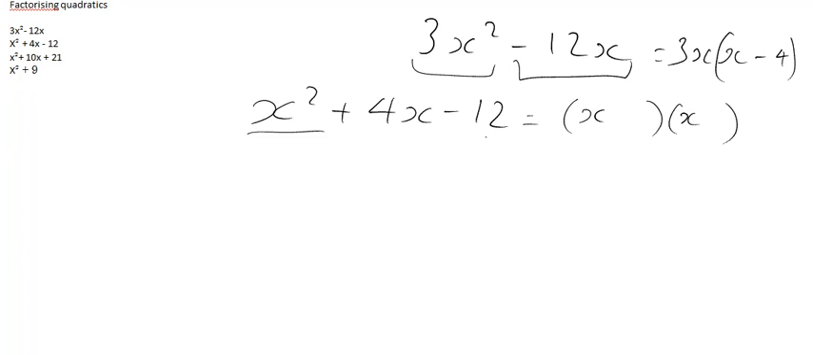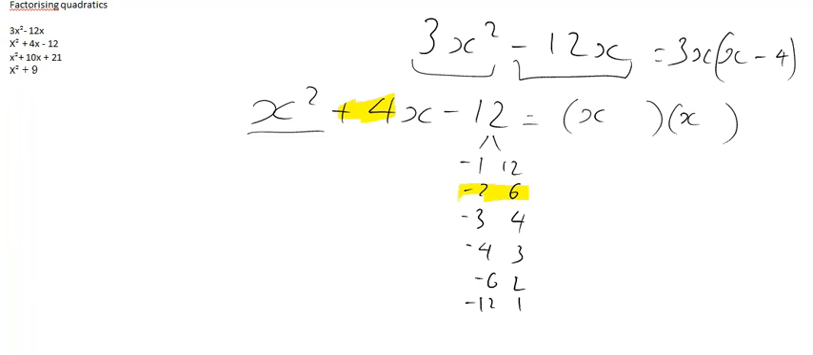So what I'm going to do is find the factors of 12. So I've got minus 1 times 12, minus 2 times 6, minus 3 times 4, minus 4 times 3, minus 6 times 2, and minus 12 times 1. Now only one of those pairs is going to add up to give me an answer of plus 4. And let me have a look at that.